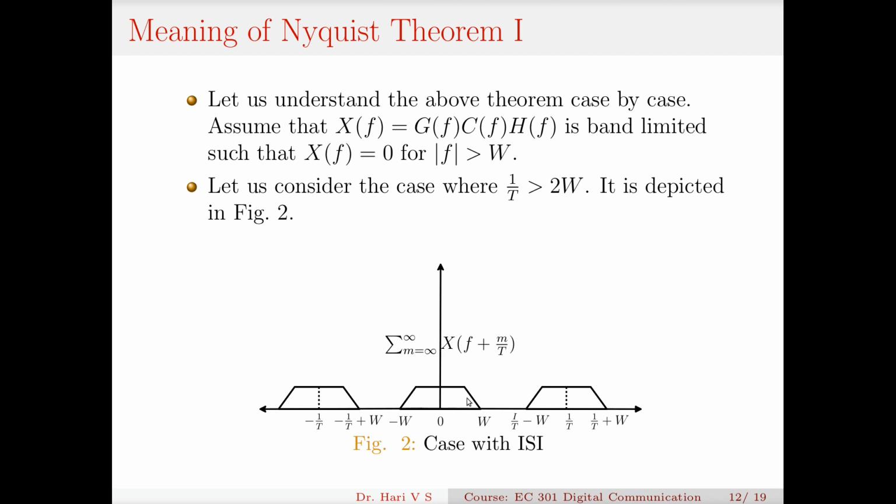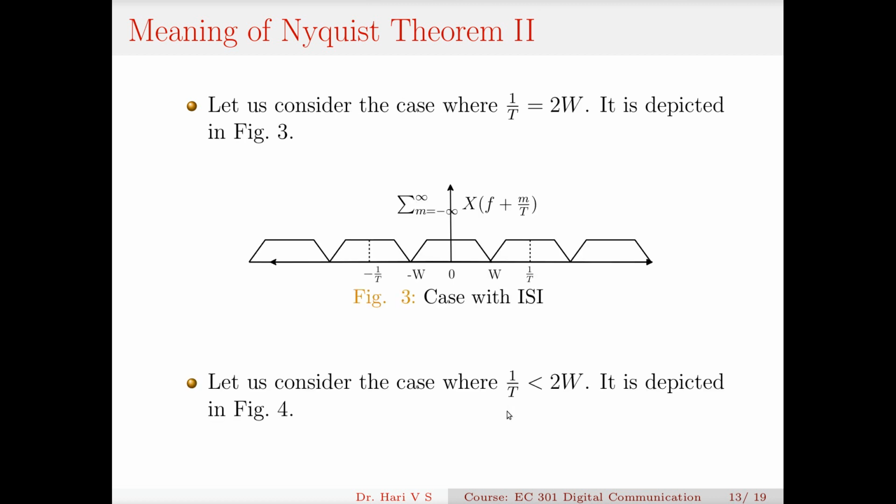This is Xf, and this total thing is the sum of Xf plus m by T. So you can see that here it is 0. So the condition is not satisfied here, because throughout this value, this is not a flat T. Instead, here it becomes 0. So this is a case with the ISI.